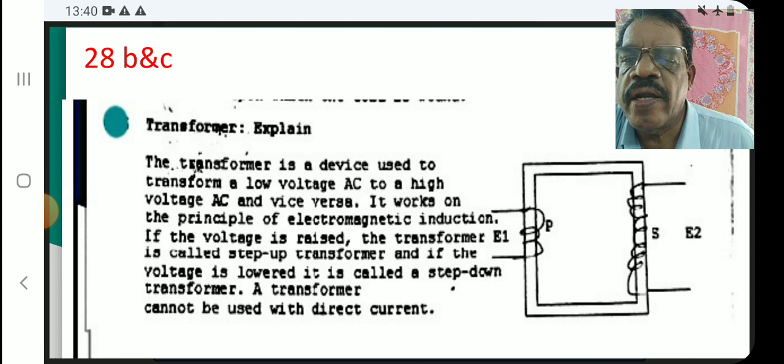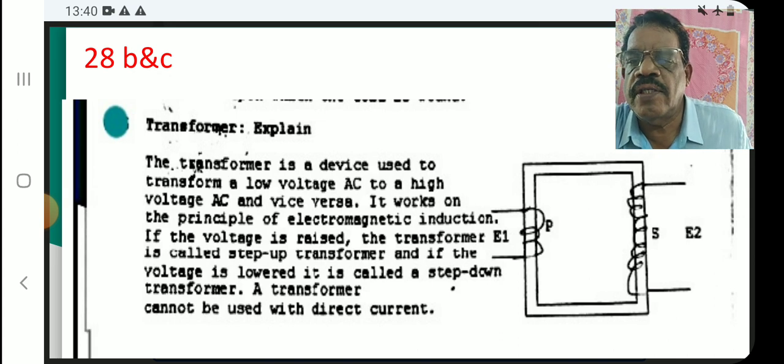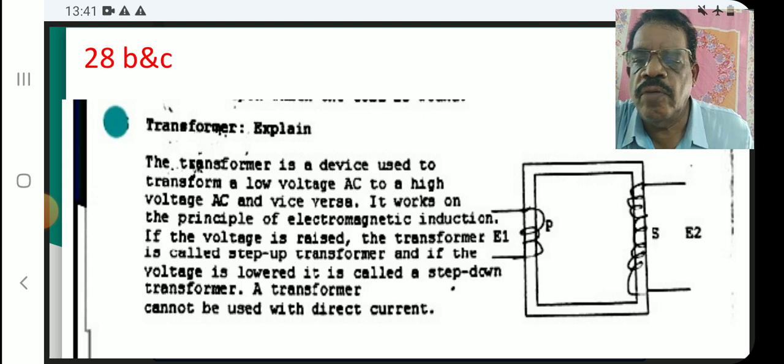The transformer is a device used to transform a low voltage AC to a high voltage AC and vice versa. It works on the principle of electromagnetic induction. If the voltage is raised, the transformer is called step up, and if the voltage is lowered, it is called step down transformer. A transformer cannot be used with direct current.